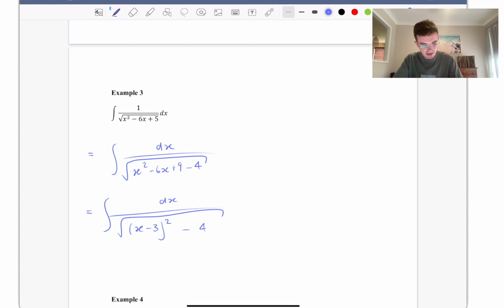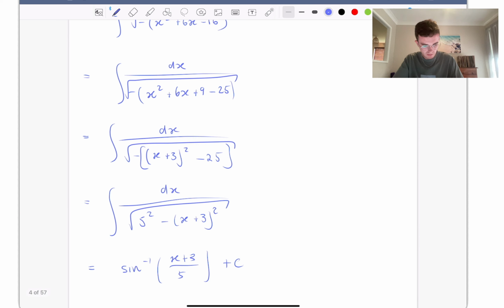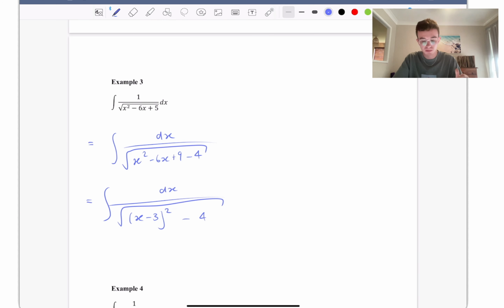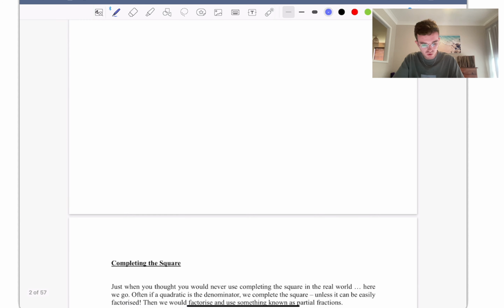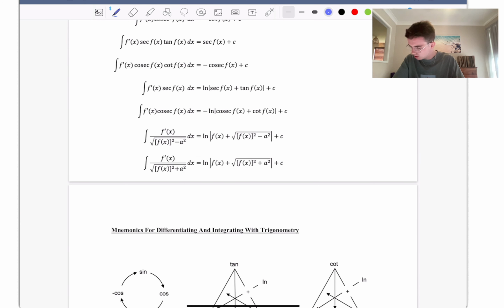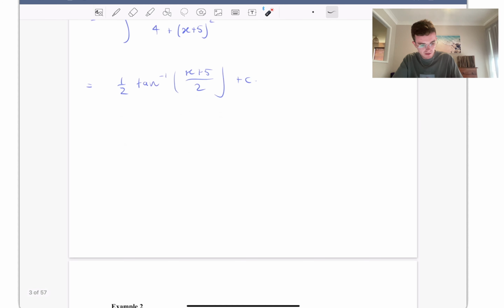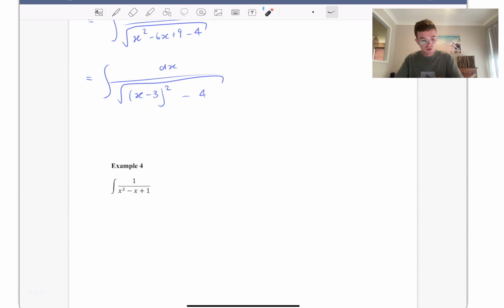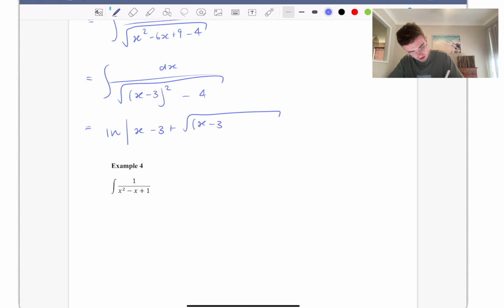Now this question here is a bit interesting because we haven't seen how to integrate something like this. Now if we go to page 1 of this booklet, it's this one here, ln of f of x plus the square root of f of x squared minus a squared. So that's just a common integral that you will see in Extension 2. So this is ln of the absolute value of x minus 3 plus the square root of x minus 3 squared minus 4. And that would be our answer there.